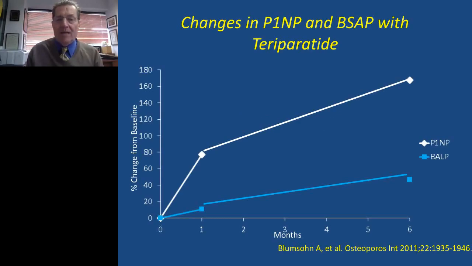What about anabolic data? This is a slide looking at the changes, comparing these two anabolic markers, if you want to look at it that way, the P1NP and the bone alkaline phosphatase. And this just shows that with 20 micrograms a day of subcutaneous teriparatide, the P1NP shows greater increases. And even though it's not shown on this slide, serum osteocalcin tracks the P1NP changes closely as well, much better than the bone alkaline phosphatase as an anabolic marker.